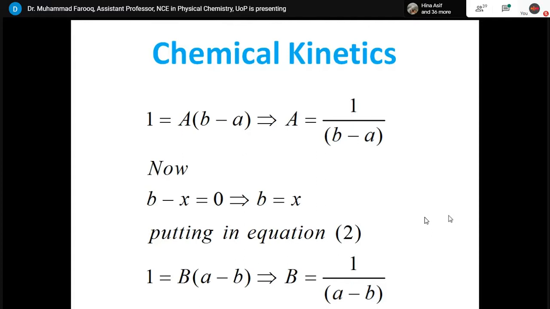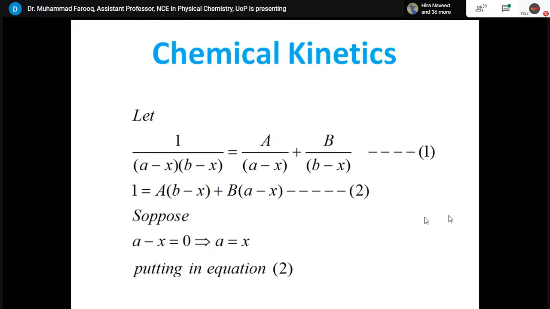No sir, please explain it again. Beta, now you can see, first we suppose that a minus x is equal to 0. If a minus x is equal to 0, I can put a is equal to x. Okay, a minus x is equal to 0, so a is equal to x. Is this right or not? Yes, sir. Now put in equation 2.